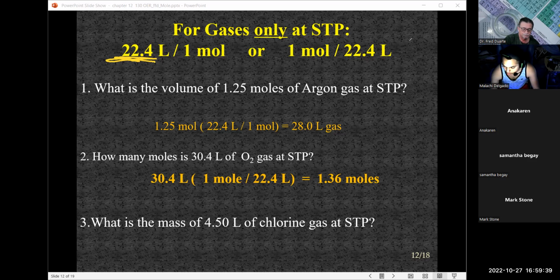The next one, they're asking you for a couple of things. They're asking for the mass of 4.5 liters of chlorine gas. Given that you're asking for the mass, here's the deal. You're going from liters to mass in grams, and you can't go directly. You have to go through moles. Chlorine gas is diatomic, so it's Cl2. Chlorine is 35.45, so times 2 gives you the molar mass for chlorine.